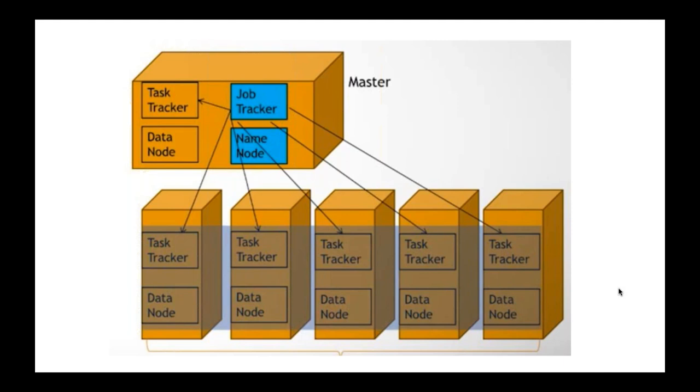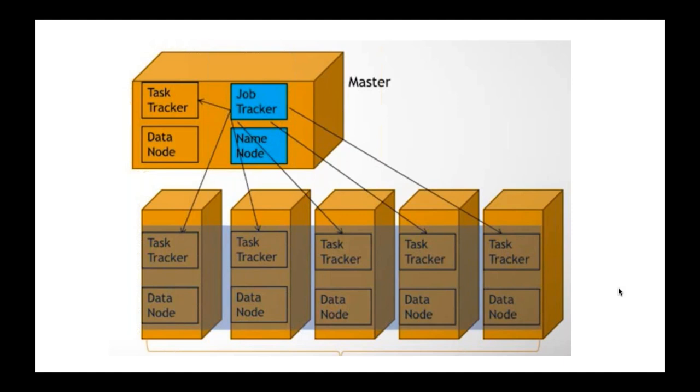Job tracker is present in the master node. This is a thumb rule we need to remember. And task tracker is in the slave nodes. So my job tracker is a master and task trackers are slave nodes. Task tracker is located in the slave node or a worker node.